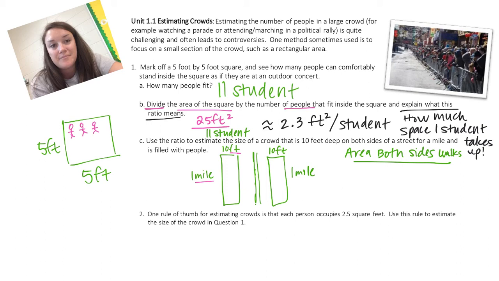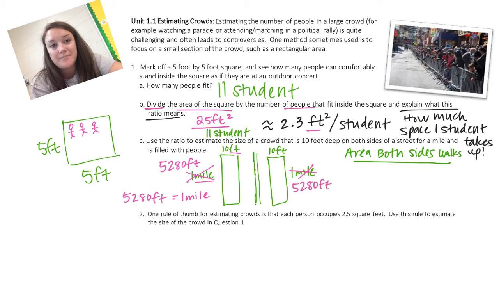So who knows information about feet and miles? Well, if you said there are 5,280 feet in 1 mile, you're right, there is. So I'm going to convert everything to feet, and I say that because we already have what one person takes up. One person takes up 2.3 square feet. So that's why I'm going to convert this to feet so that all of my units are in feet for this problem.